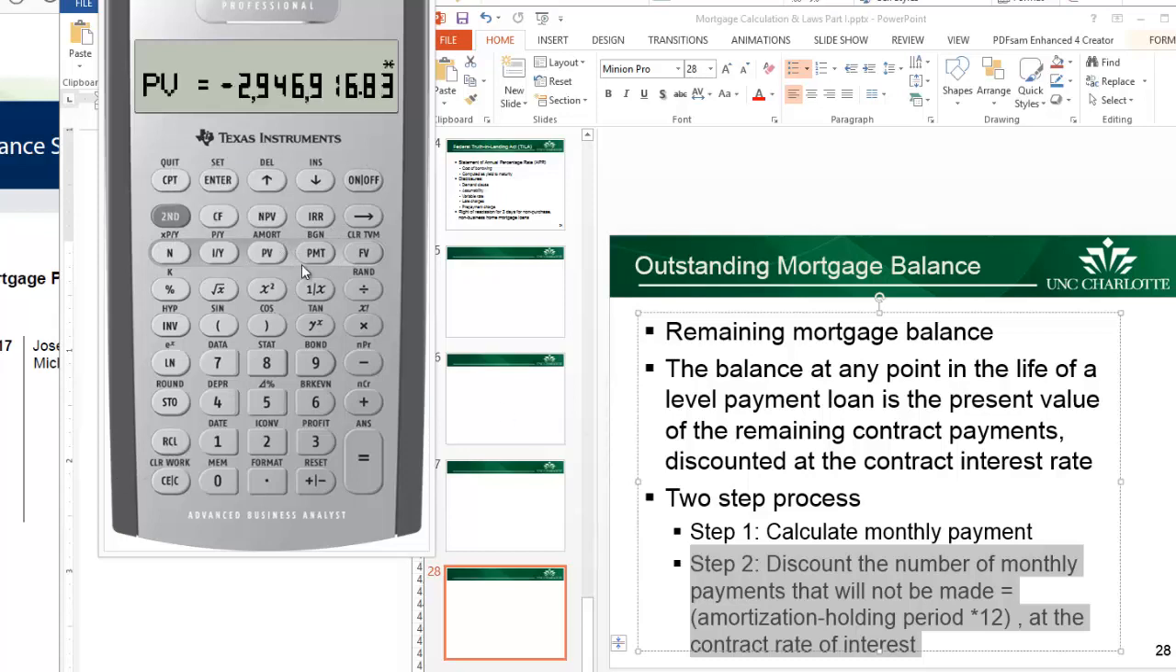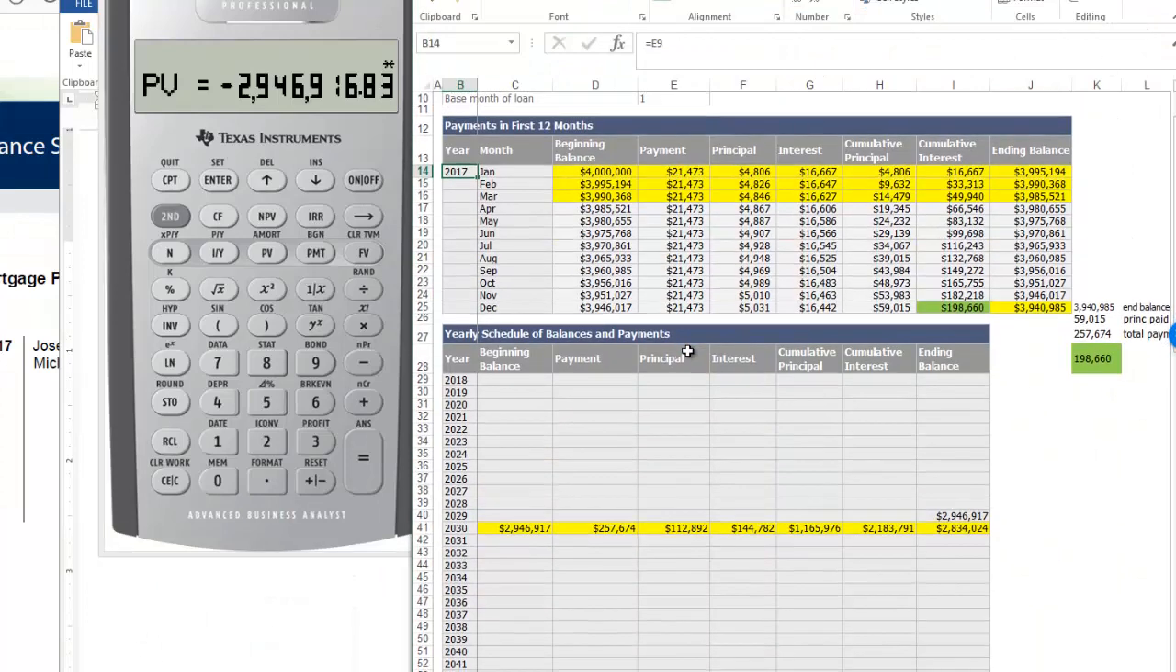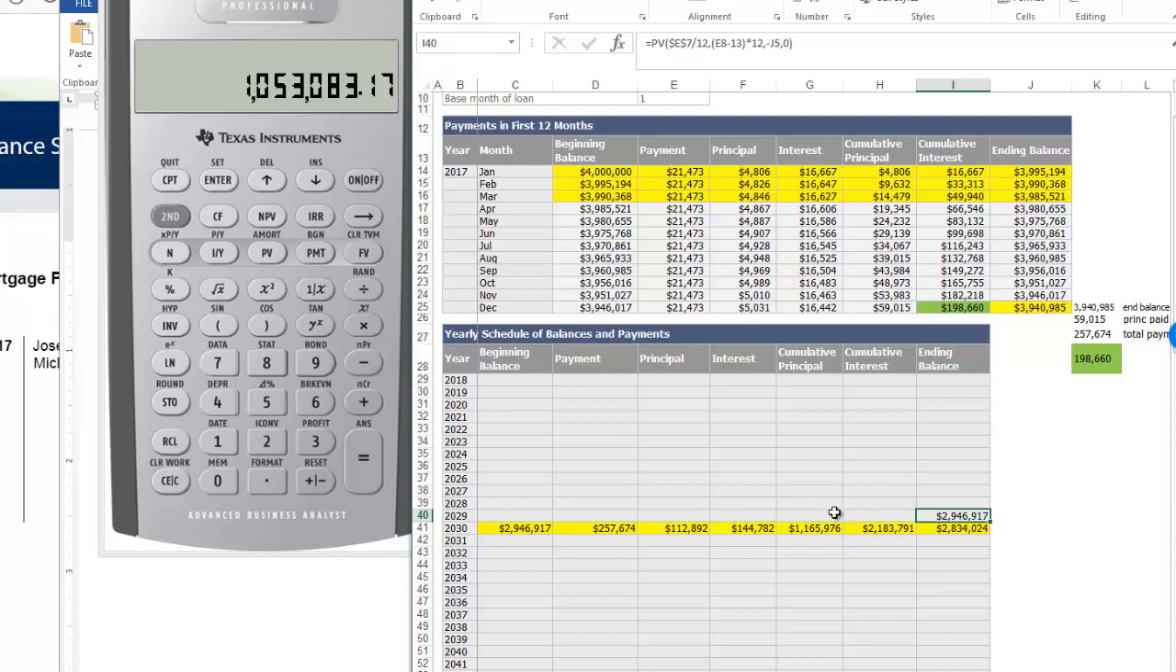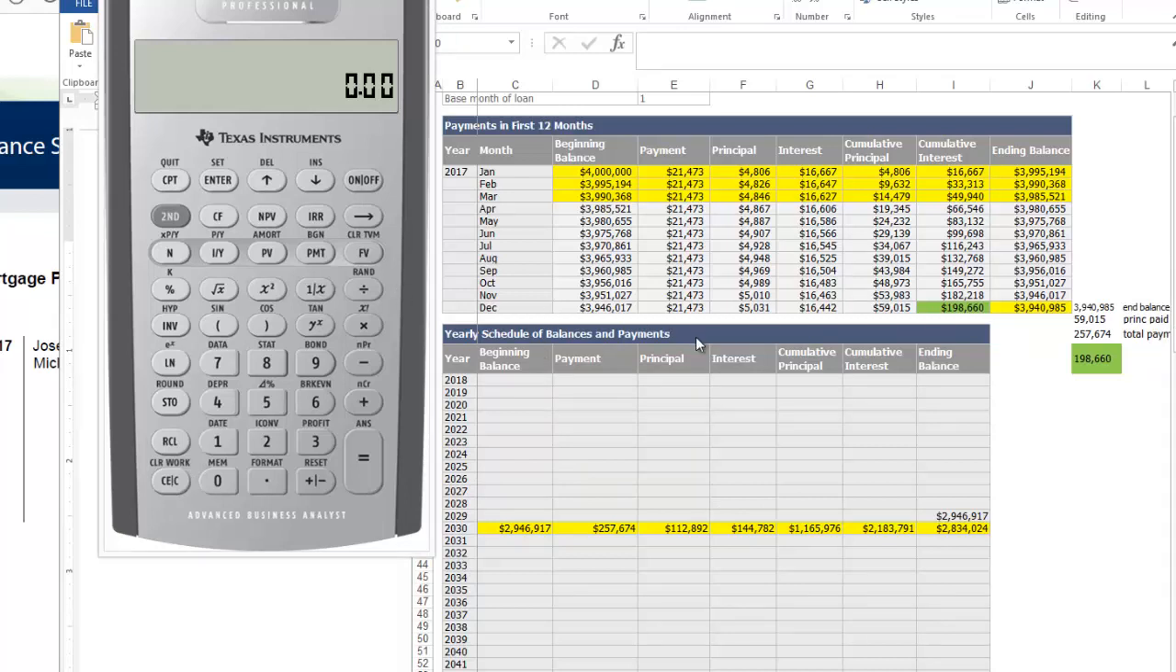So again, we can hit recall and bring that value back up. Minimize that. Right. So with that balance there, I could subtract off the 4 million I originally started with. That's going to tell us the amount of principal I paid, which would be the amount before that one. So it'd be that one. All right, so everything else that we're doing is just adding and subtracting, so you can handle that on the calculator.